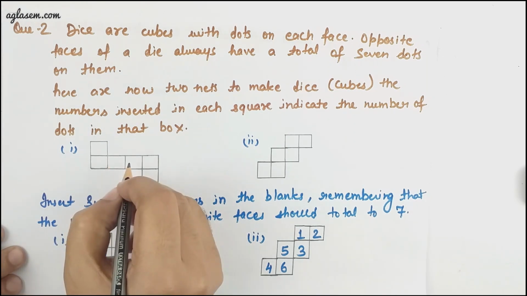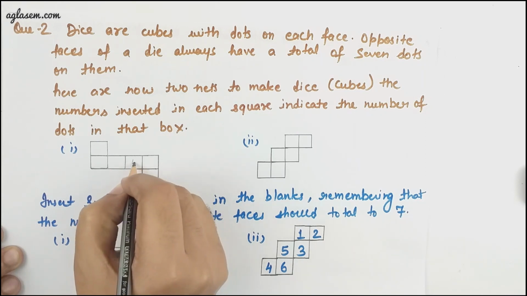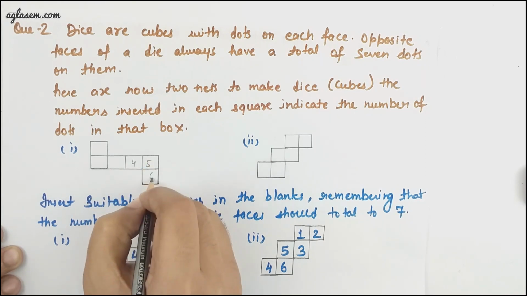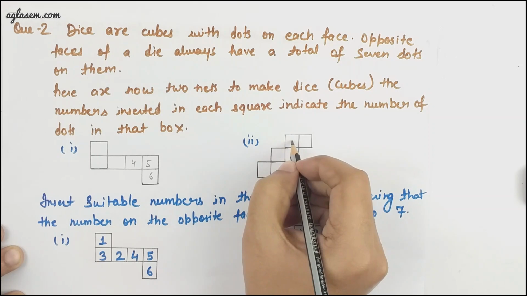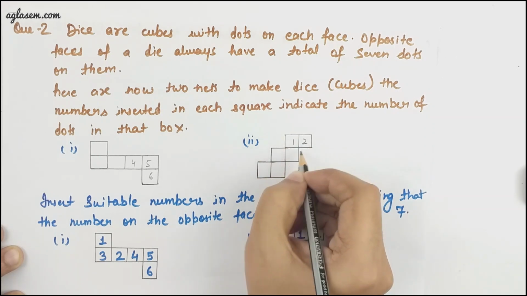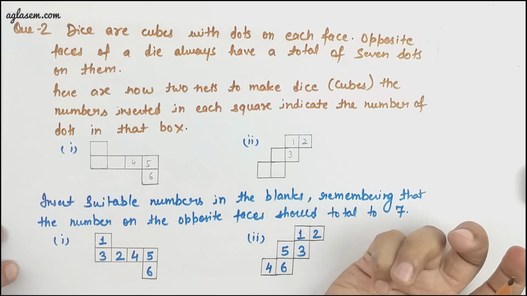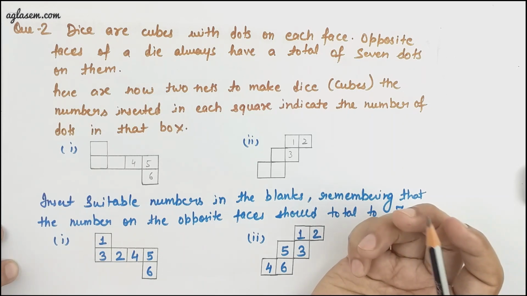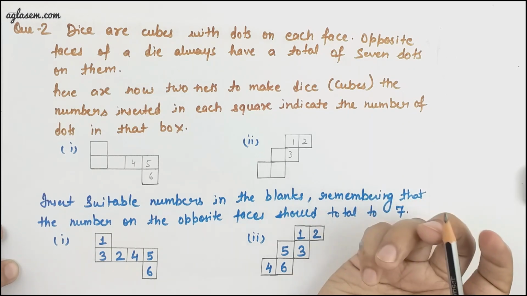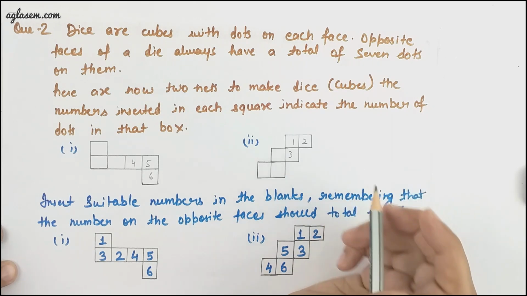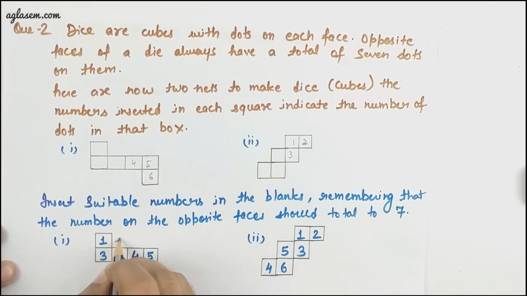Now, what is given to us? We are given this as 4, 5 and 6, and this as 1, 2 and 3. So we have to insert the numbers so that the total is actually 7. So the numbers that we may insert are 1, 3 and 2, because 4, 5, 6 are already there. So 1, 3, 2 has to be inserted so that you can actually see this.